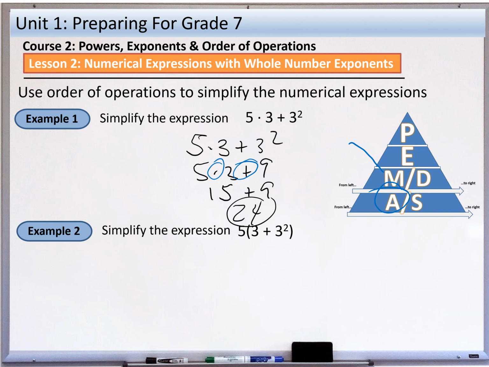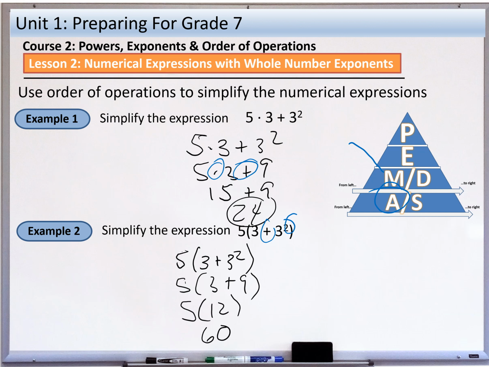The next expression, 5 times the sum of 3 plus 3 squared. So we have a parentheses or bracket. So we have to do what's inside there first. And what's inside the parentheses is addition and exponent. We do our exponent before we do our addition. So it'll be 5 times the sum of 3 and 3 squared. So you have to square the 3. Now we're still not done, so we can't multiply by 5. So we just add the 3 and the 9. We get 12, and then multiply by 5. We get 60. Okay?